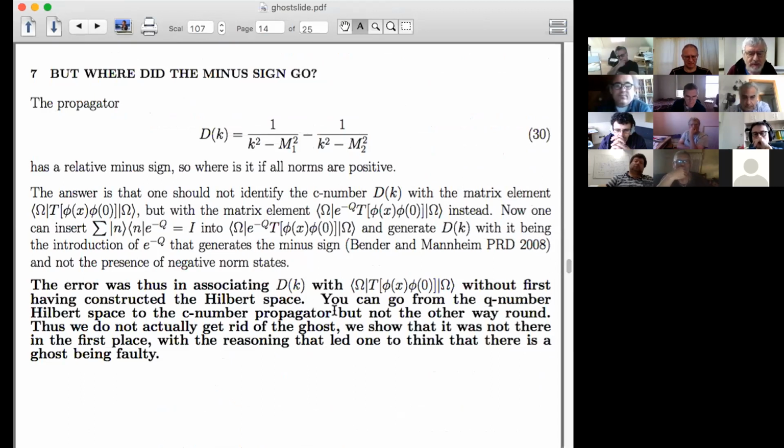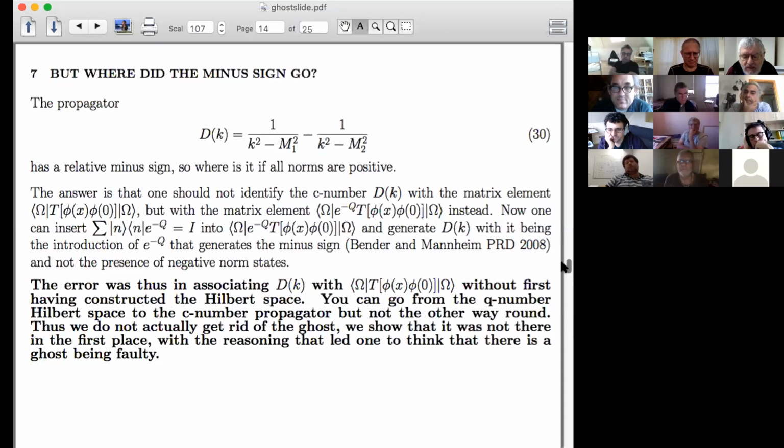So what's the wisdom? The error is in thinking that D(K) is ⟨vacuum|T φφ|vacuum⟩, because it always was in every other theory. But you can't do that without first constructing the Hilbert space. You can go from the Q number Hilbert space to the C number propagator, but you can't go the other way round. Thus, Carl and I did not actually get rid of the ghost. We showed that it wasn't there in the first place, with the reasoning that led one to think that there is a ghost being faulty.